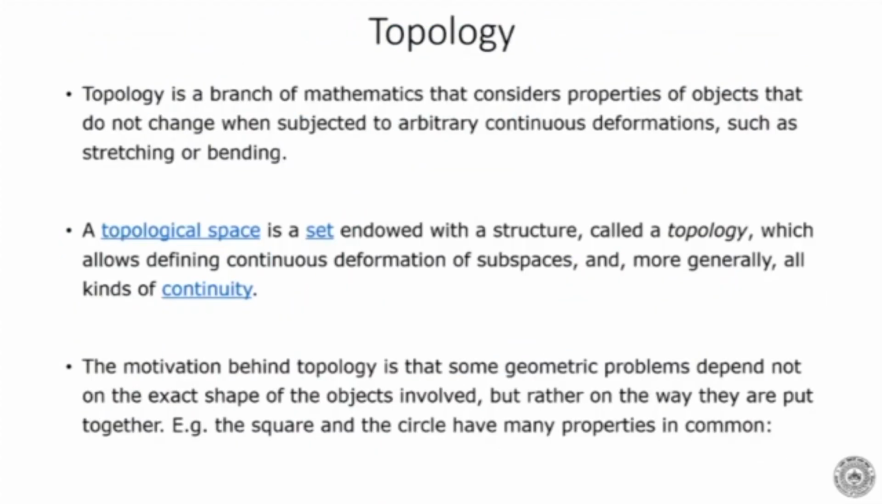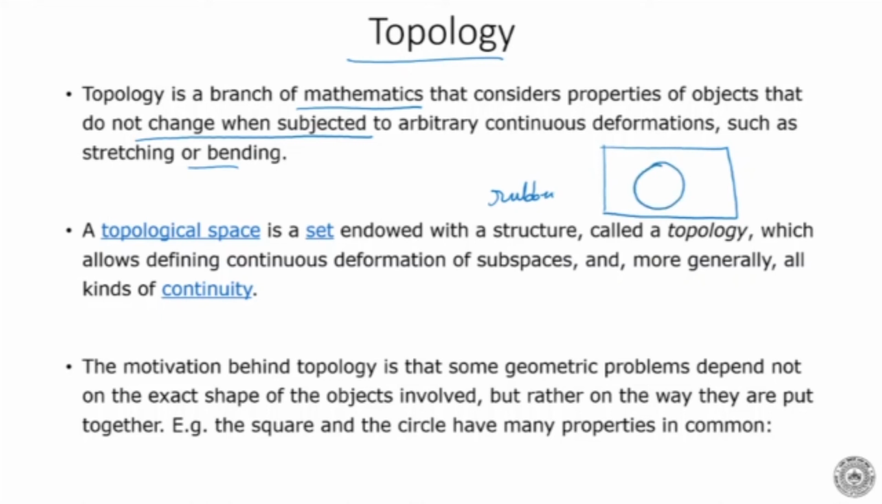Topology is a branch of mathematics that considers properties of objects that do not change when subjected to arbitrary continuous deformations such as stretching or bending. For example, let's take a rubber sheet, and I draw a circle in there. Suppose I stretch it, what is going to happen? The circle is going to become like this, probably an ellipse. But the properties of the object do not change when subjected to continuous deformations.